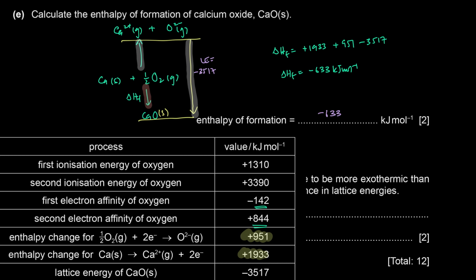Now usually they give you the ionization energies and the atomization energies and the bond enthalpies. But in this case, they've given us the formation of calcium 2 plus directly from elemental calcium. That is the atomization of calcium plus the first ionization plus the second ionization. Similarly, for oxygen, they've given us the formation of oxide ions directly from elemental oxygen. Otherwise, this would be half the bond enthalpy of oxygen, or atomization of oxygen, plus the first electron affinity plus the second electron affinity. Okay.